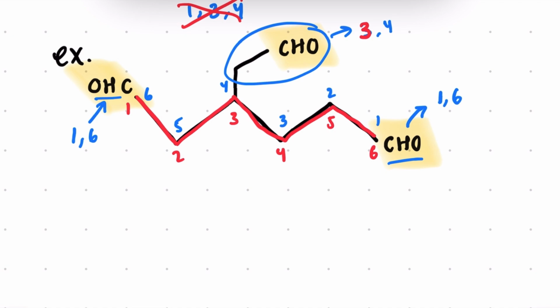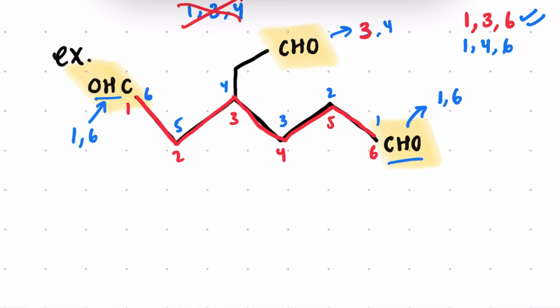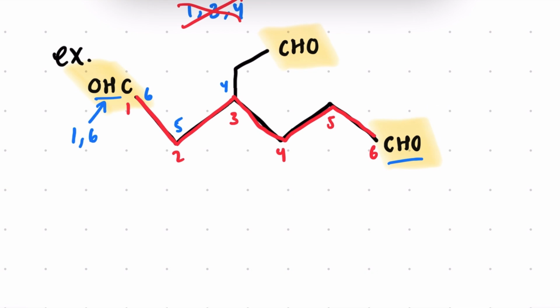So our lower one is 3, and hence we're going to go with the lowest locant set, which is 1, 3, and 6. Our other locant set is 1, 4, and 6. Obviously this one is the one that we have to choose. So we're going to go with the red locants. So we'll just erase the blue locants. And here we go. That's our final decision about the locants.